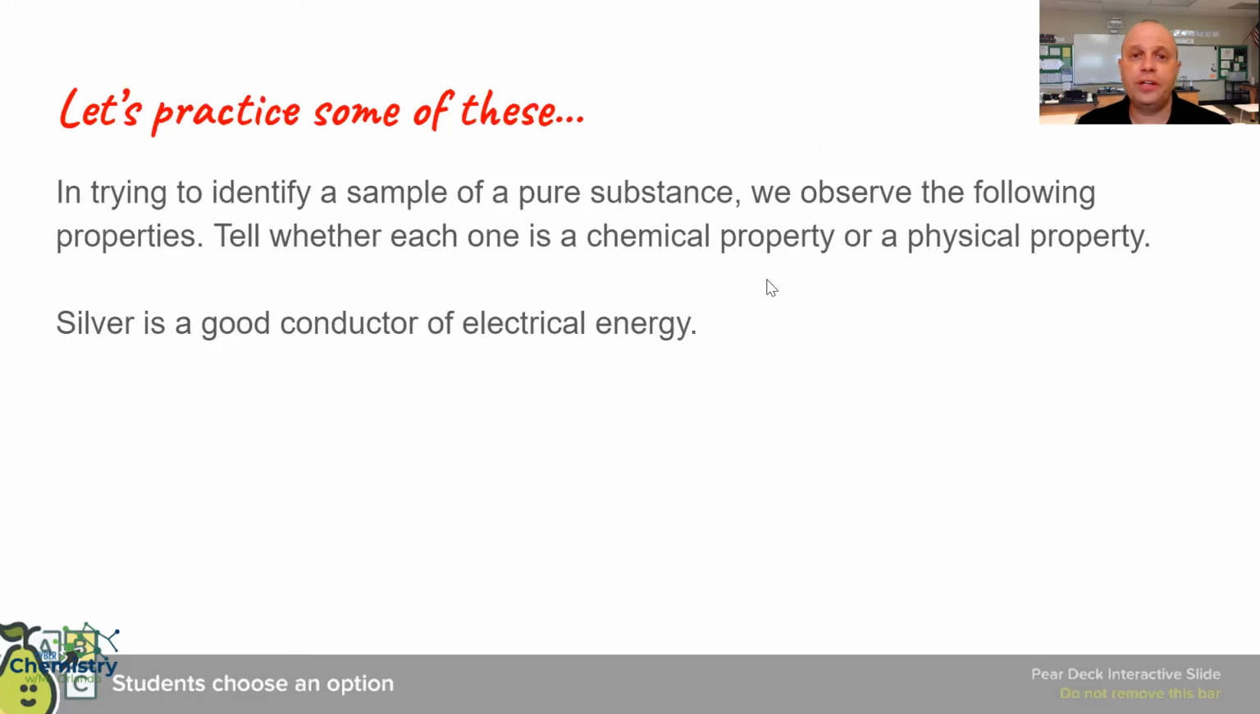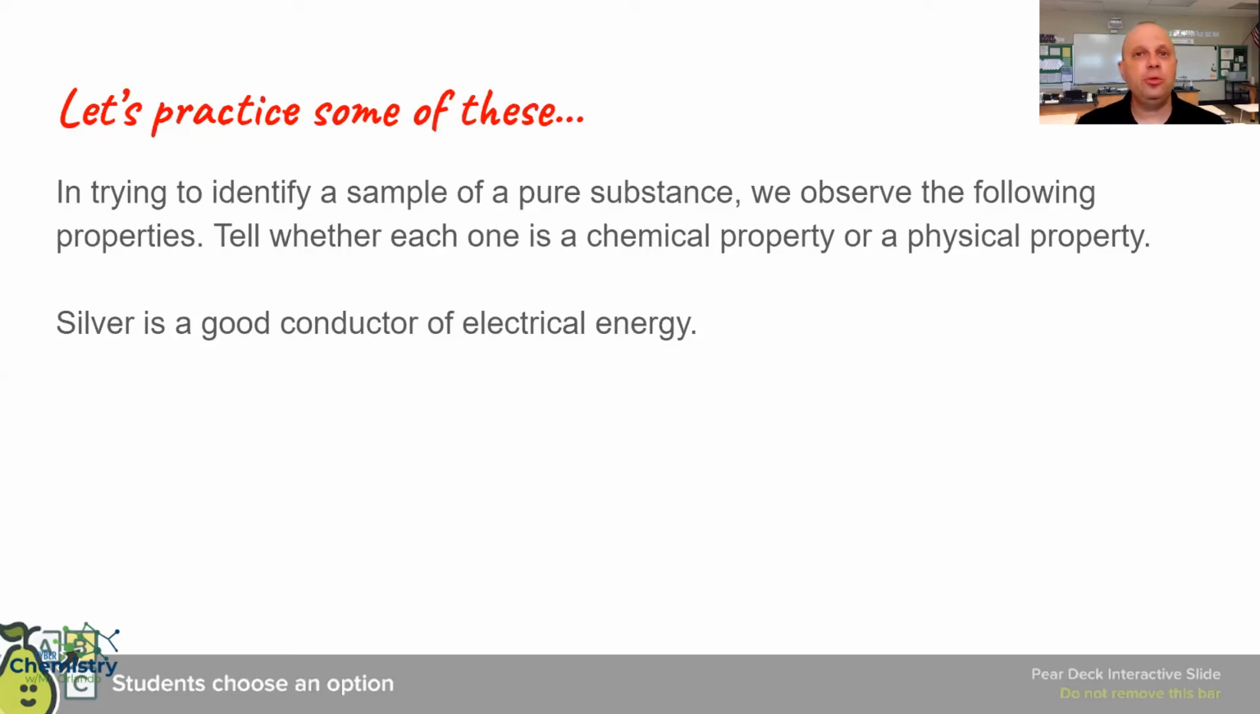Next one, silver is a good conductor of electrical energy. So metals in general tend to be good conductors of electrical energy. Silver is a really good conductor of electrical energy. Someone asked me one time in a class, oh, how come we don't use silver for our house wiring? Well, because it would be extremely expensive. So instead, we use copper wiring because copper is a cheaper metal, but both are good conductors of electrical energy.